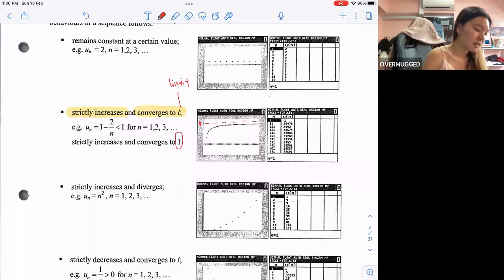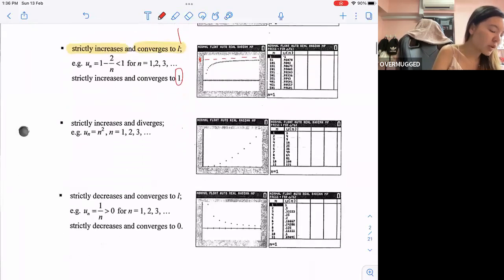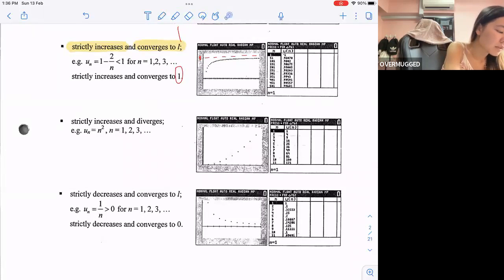Then we also have this plot, a sequence where it is increasing, but it's not increasing towards a certain value. In fact, it could go on forever and ever. Here we say that this is strictly increasing, but it diverges. It doesn't converge to a certain value.